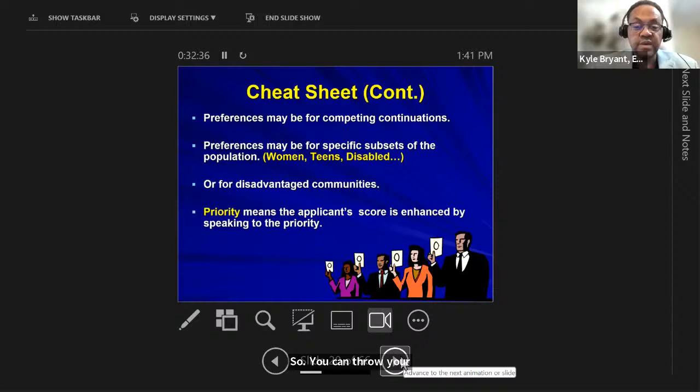Also, preferences may be for specific subsets of the population, like I mentioned just before, like women, teens, the disabled, or what have you, or for disadvantaged communities. The priority means that the applicant's score is enhanced by speaking to that priority.